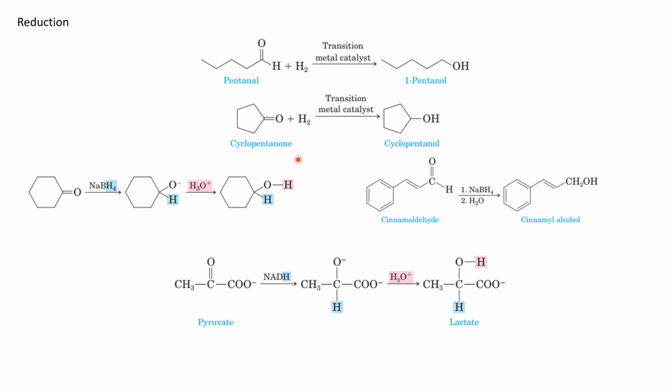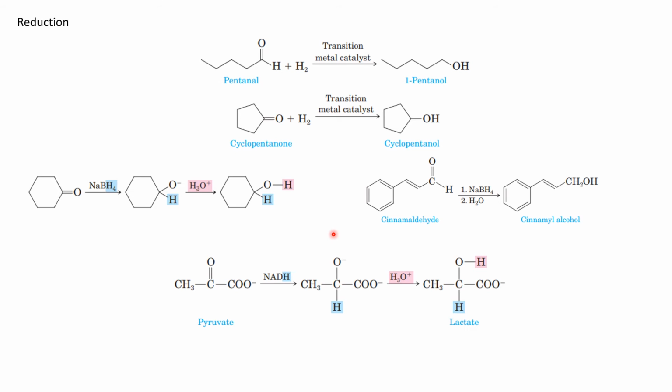Next reaction, cyclopentanone reacts with hydrogen over a transition metal catalyst to give cyclopentanol, a secondary alcohol. Next reaction: one of the two hydrogens added to the carbonyl group in this reduction comes from the reducing agent, and the other comes from aqueous acid. Reduction of cyclohexanone, for example, with this reagent gives cyclohexanol.